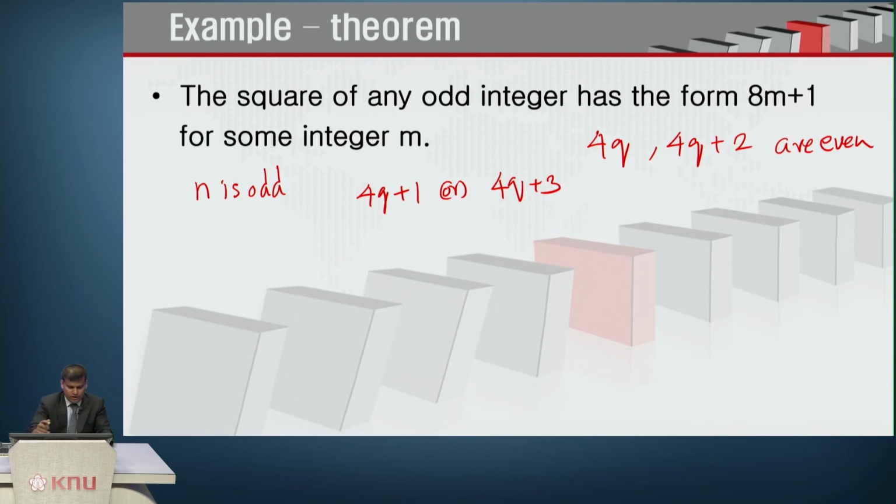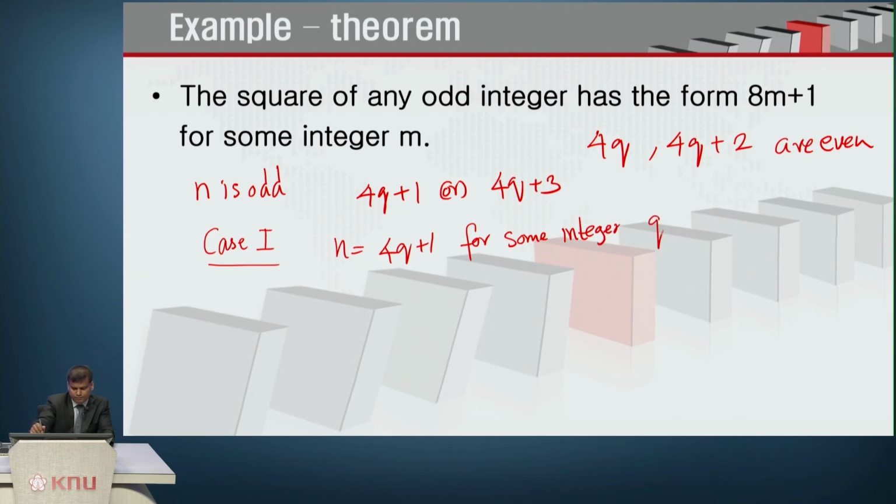Let us consider the case 1. In the case 1, let us say n equals 4q plus 1 for some integer q. So here we must find an integer m such that n square equals 8m plus 1, because the question is the square of any odd integers has the form 8m plus 1. So that is what I was wondering.